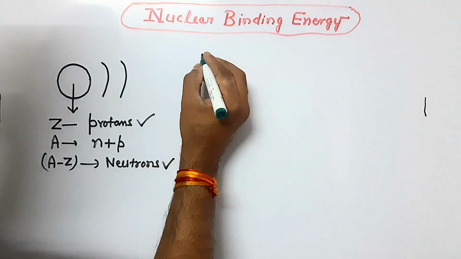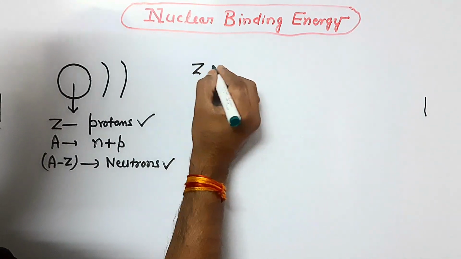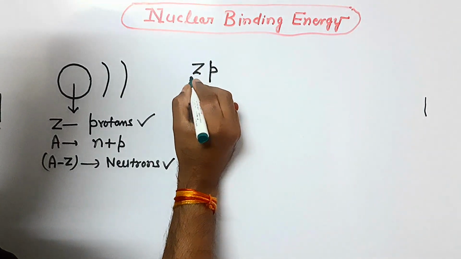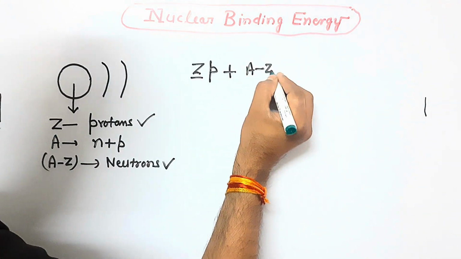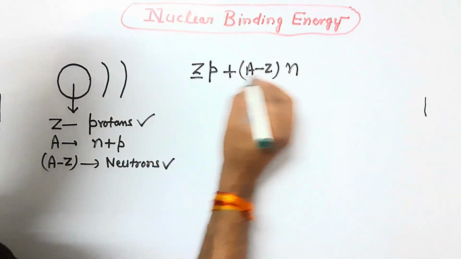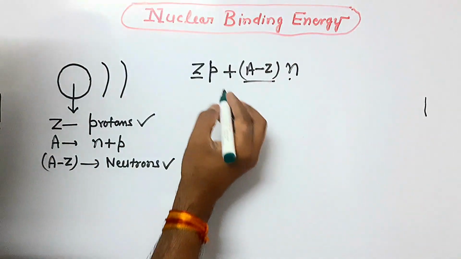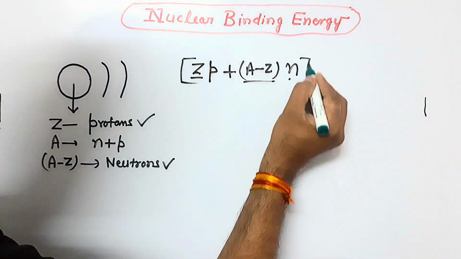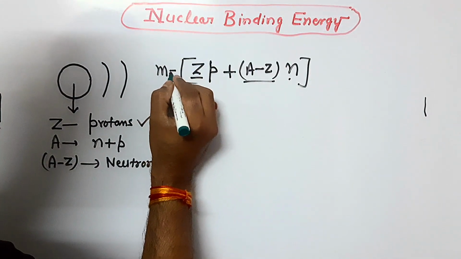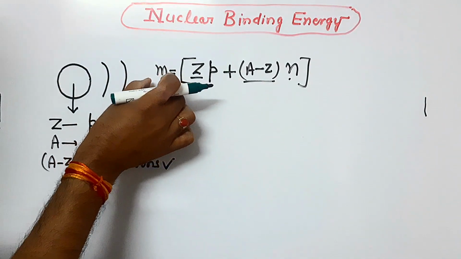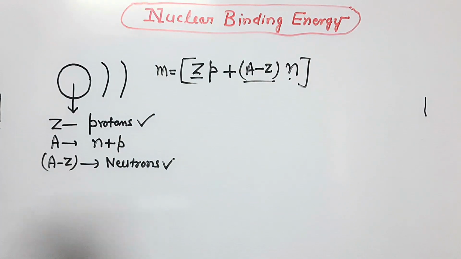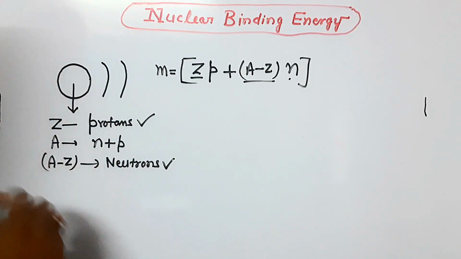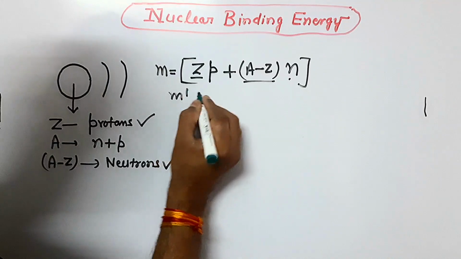So, what do you expect? If you add Z number of protons' weight plus A minus Z number of neutrons' weight, you can call this weight M. So you expect that this much should be the weight of the nucleus, that is the sum of individual nucleons. But in actual reality, when this weight is measured experimentally for the nucleus, it is always less than M.